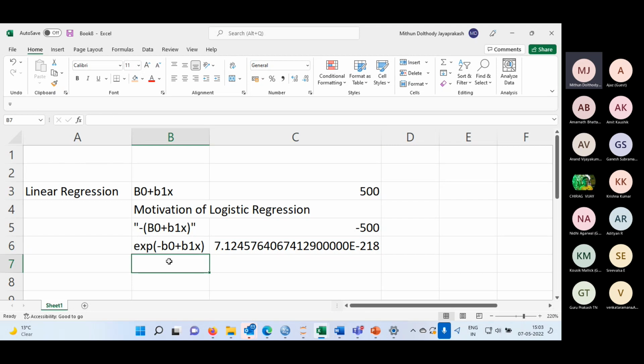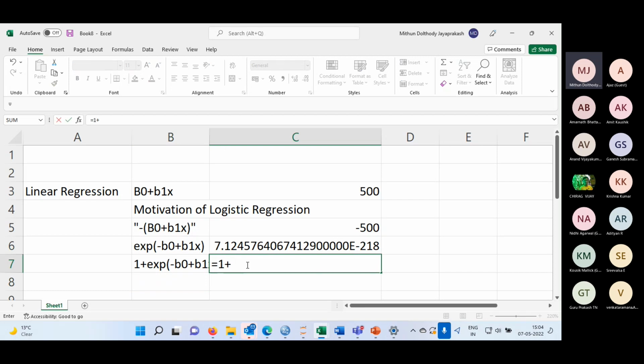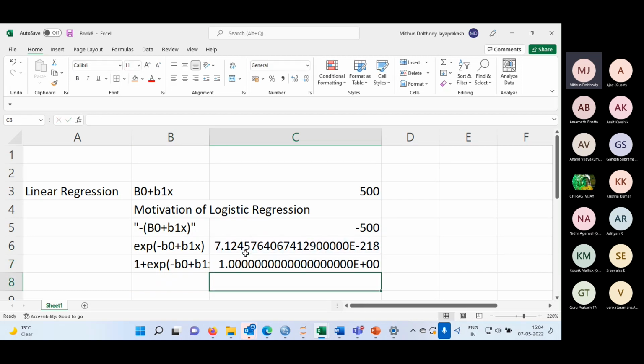Can I add 1 to this number? 1 plus exponential of minus B0 plus B1x. Correct? So which means effectively I'm adding 1 to this number in the numerator. Are you able to get this, everybody? So what are you getting? 1 into whatever this number is into 10 power 6.